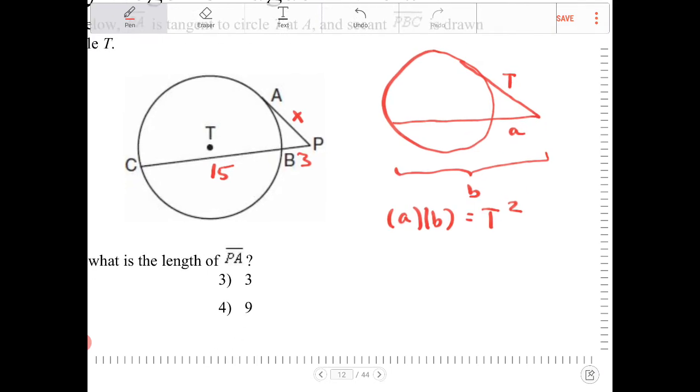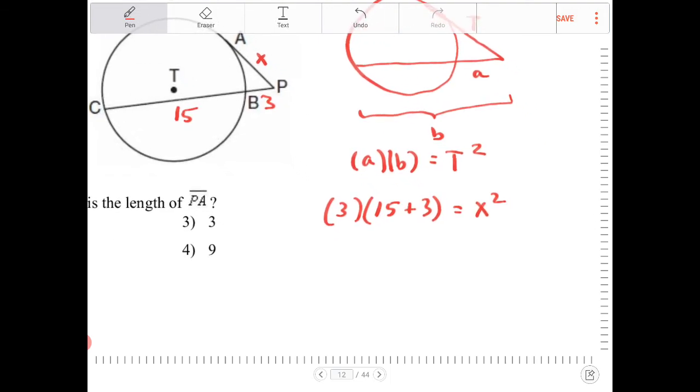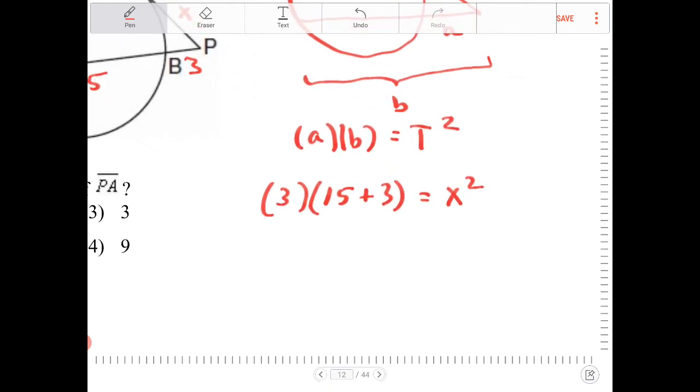Anyway, looking at this right now, if I apply this theorem to this problem, I can then say 3 times the full length of the secant, which is 15 plus 3, will equal the length of the tangent, which I'm calling x, just x squared. So going through the simplification, 3 times 15 plus 3, that's 3 times 18, is equal to x squared. 3 times 18, that's 54, is equal to x squared.